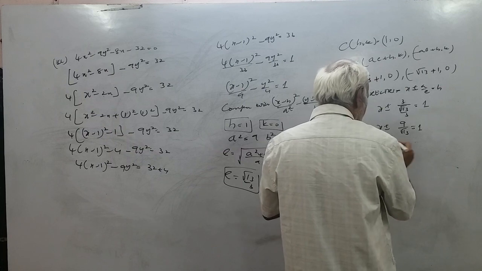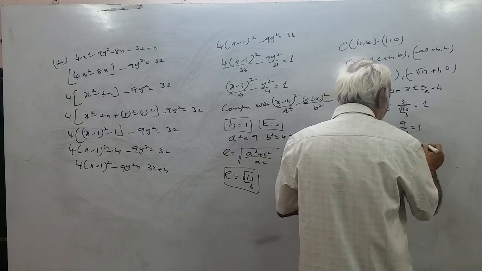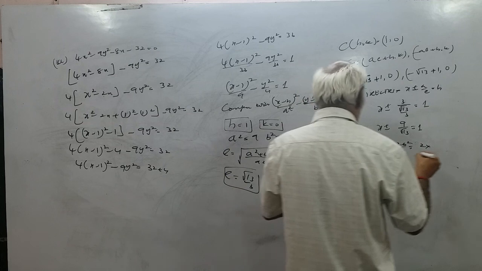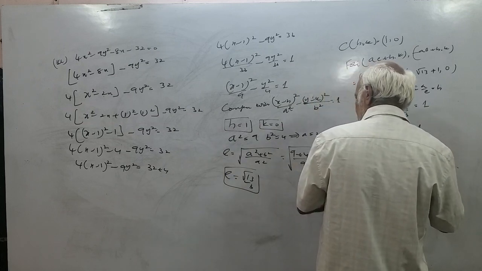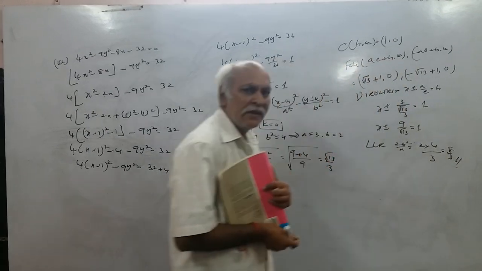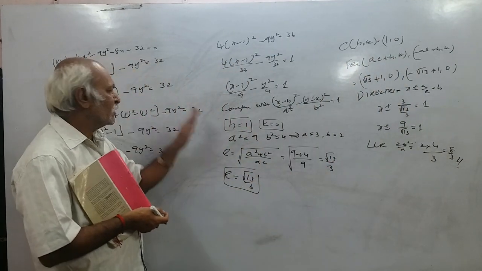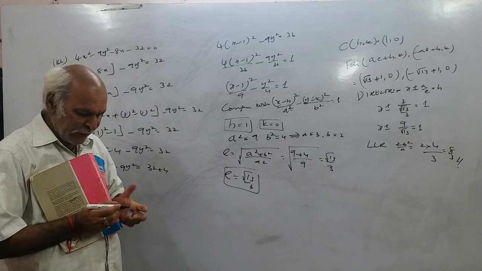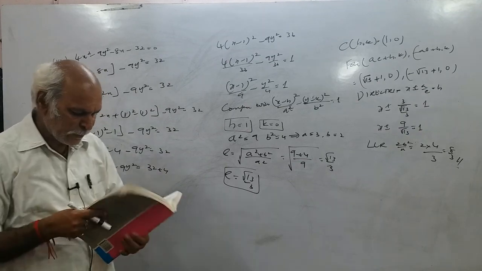What is the length of the latus rectum? 2b²/a. 2 into b², what is b²? 4, by a value 3. So 8/3. Right? So what we have done? We have converted into standard form, again the same method like the ellipse. Okay. Let us see the next problem.